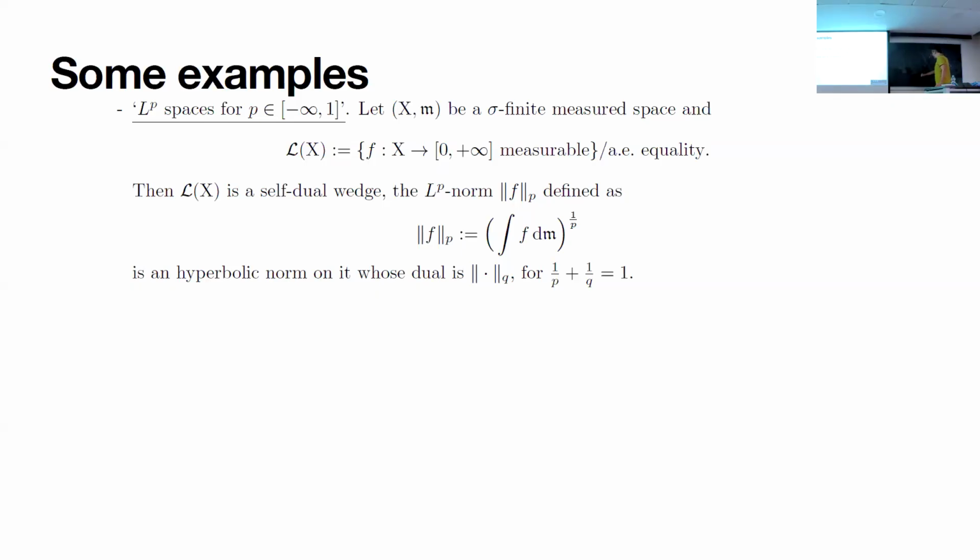For any f in this L of x, I can define a linear map from L of x to plus infinity. Let me call this L_f of g. This is the same as in our standard theory, just the integral of fg. Notice that given that I'm assuming f and g are non-negative, this integral is always well defined, possibly plus infinity, but it's always well defined.